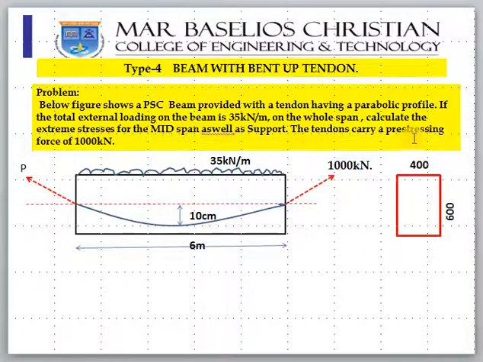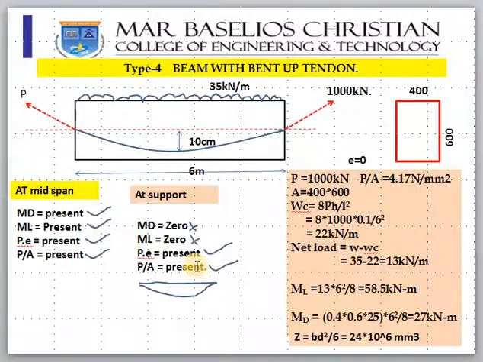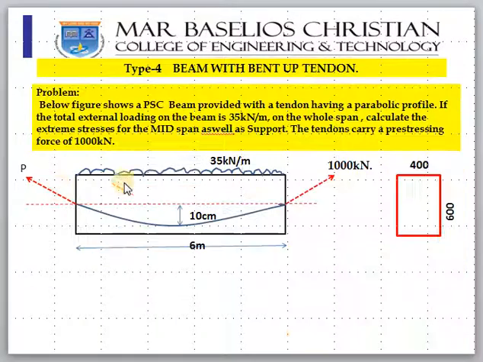The tendon carries a pre-stressing force of 1000 kilonewton. So P is given to you as 1000 kilonewton. Cross section of the beam is given as 400 by 600. The load acting on the beam is 35 kilonewton per meter. The sag of the tendon is a parabolic profile, and at the center the sag h, small h, the dip, is 10 centimeter, and the span of the beam is 6 meter. So it is asked to find out the stresses at midspan as well as the support.